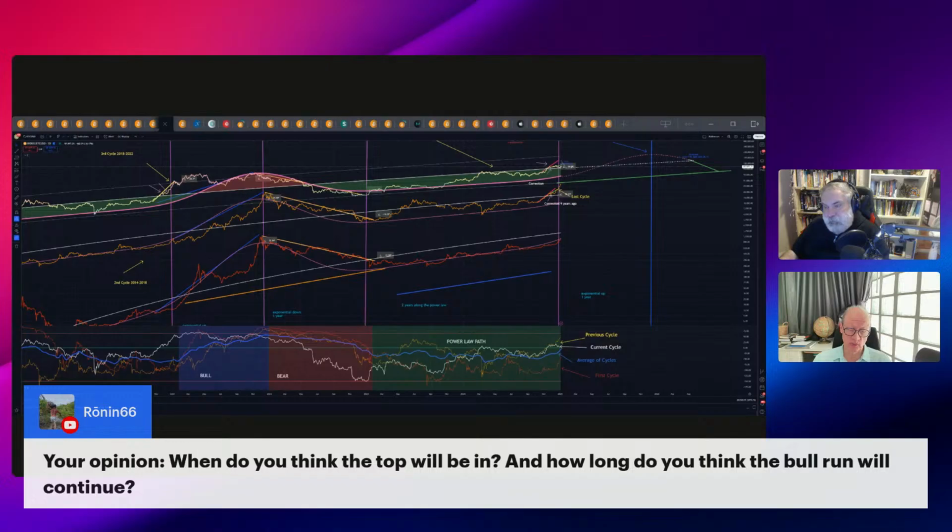Our expectation is we get another nice bubble this year. I don't know what your feeling is about the top. I think it's probably in the 200 to 250 range, but I have the same prediction. Yes, exactly.